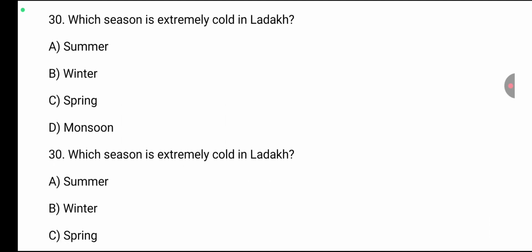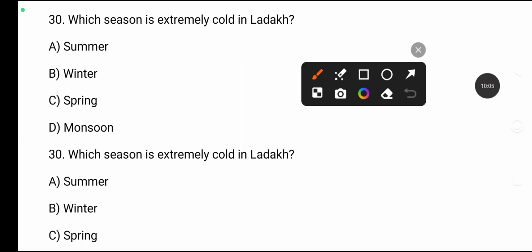And question number 30. Which season is extremely cold in Ladakh? Summer, winter, spring, and monsoon. It will be winter season. Winter season is extremely cold in Ladakh.